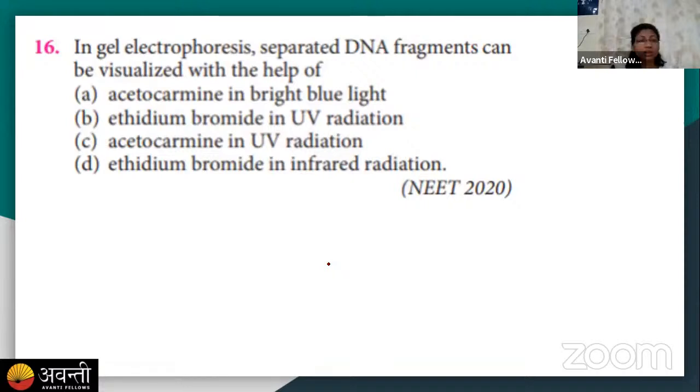Next question we have: in gel electrophoresis, separated DNA fragments can be visualized with the help of. How can we visualize the DNA fragments from the gel electrophoresis? Option A says acetocarmine in bright blue light. B says ethidium bromide in UV radiation. C says acetocarmine in UV radiation. And option D says ethidium bromide in infrared radiations. Right?